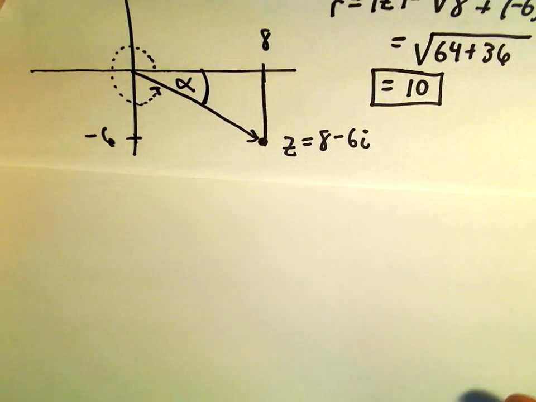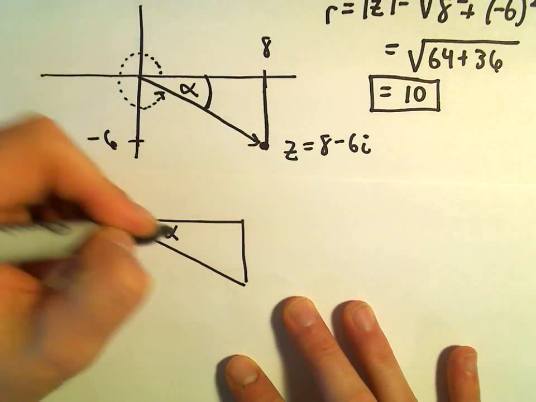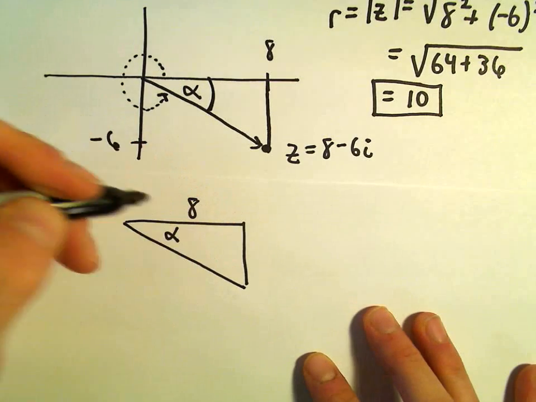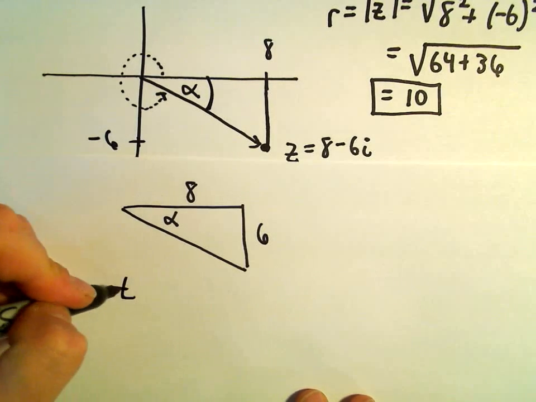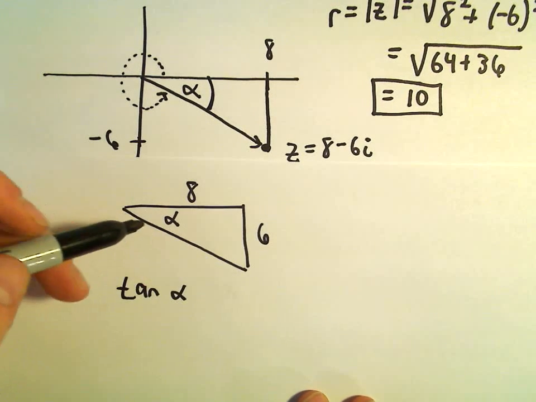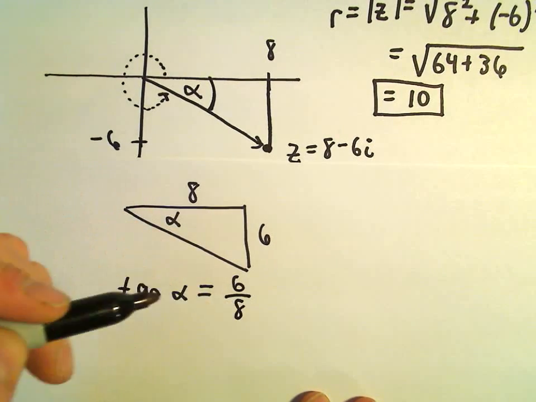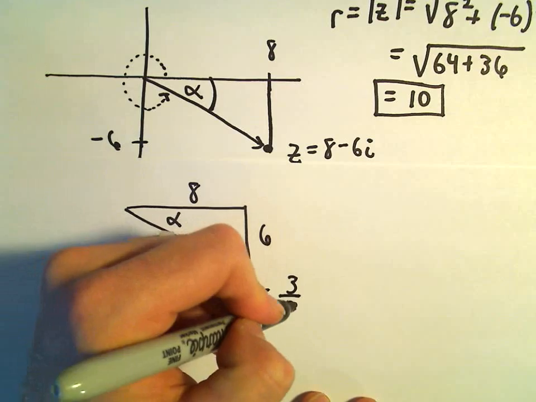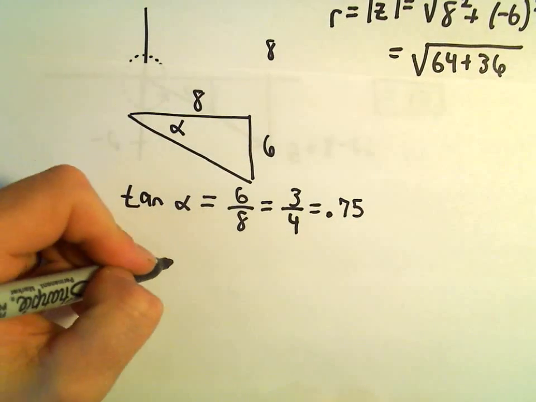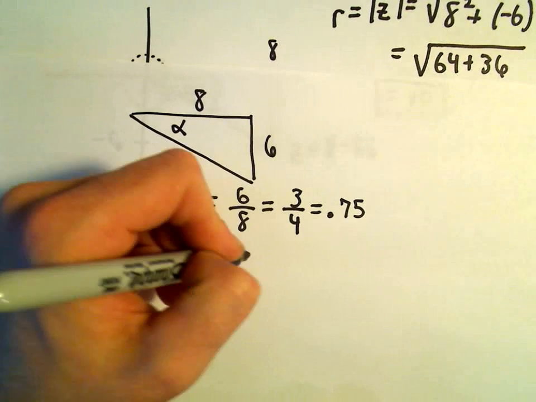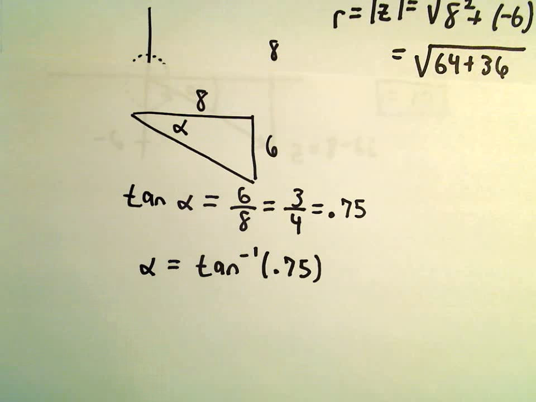So let's see here. So there's our angle alpha. This side would have a length of 8. This side of our triangle would have a length of 6. Well, we can get alpha by using tangent. So tangent's going to be the opposite over the adjacent. So 6 over 8, or 3 over 4, or I guess 0.75. So I'm going to take the inverse tangent of both sides, just to get the angle in this case for alpha.